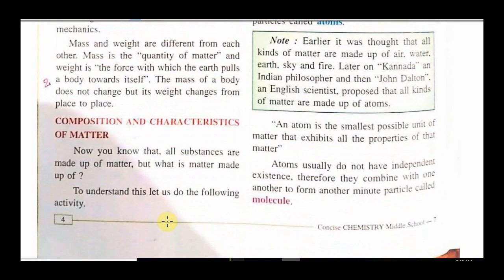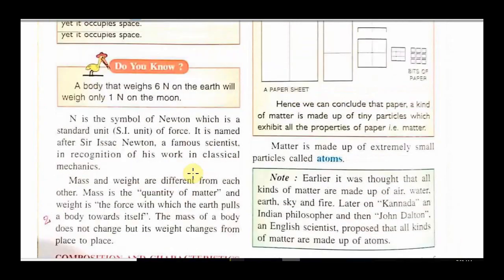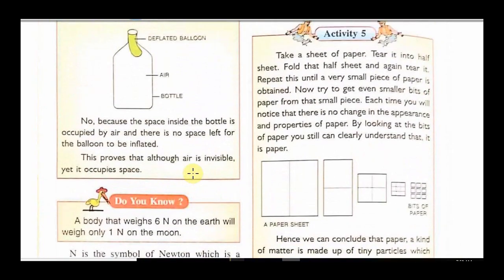Another point: composition and characteristics of matter. Now you all know that all substances are made up of matter, but what is matter itself made up of? To understand this, let us go to activity number 5. Activity number 5 is on the right hand side of your screen.